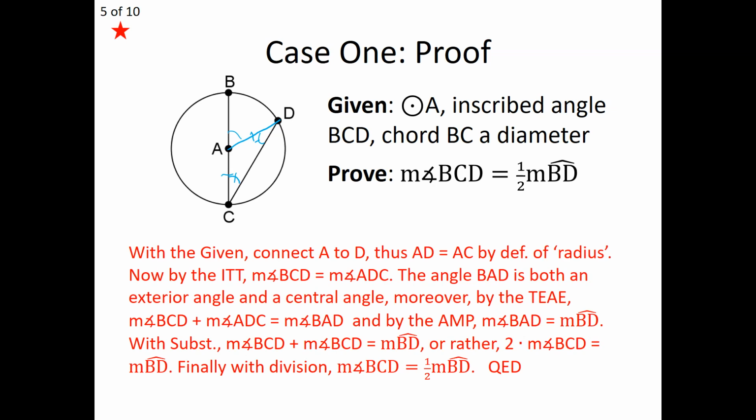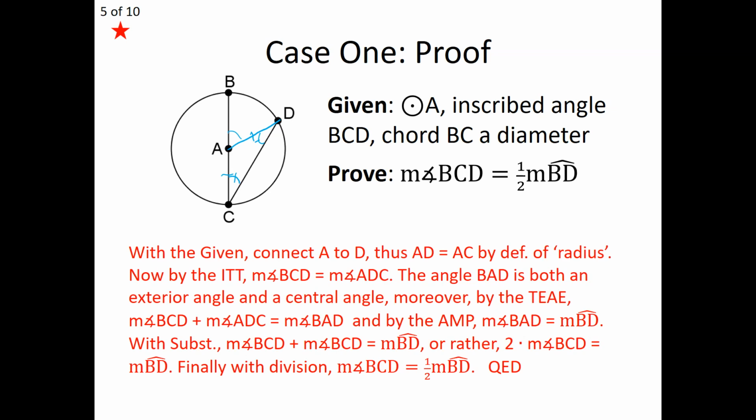And by our arc measure postulate, the measure of that central angle, BAD, is equal to the measure of the arc it cuts, which is simply the measure of arc BD. And it just so happens the measure of arc BD is the same arc that our inscribed angle BCD is also cutting. So with substitution, we can replace ADC with BCD, and we can replace the measure of angle BAD with the measure of arc BD.